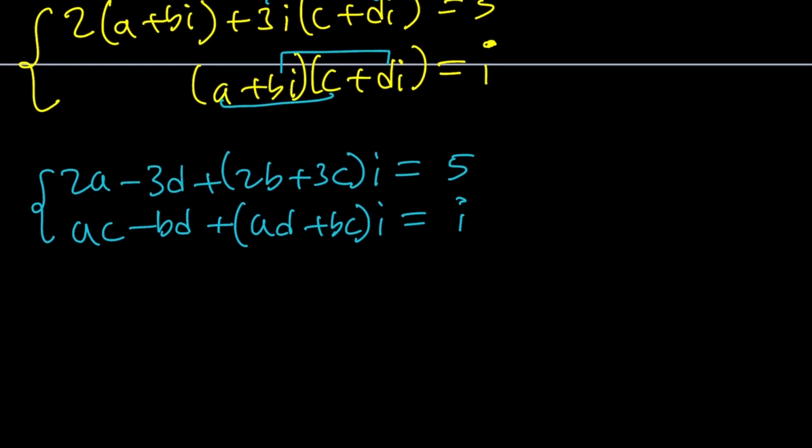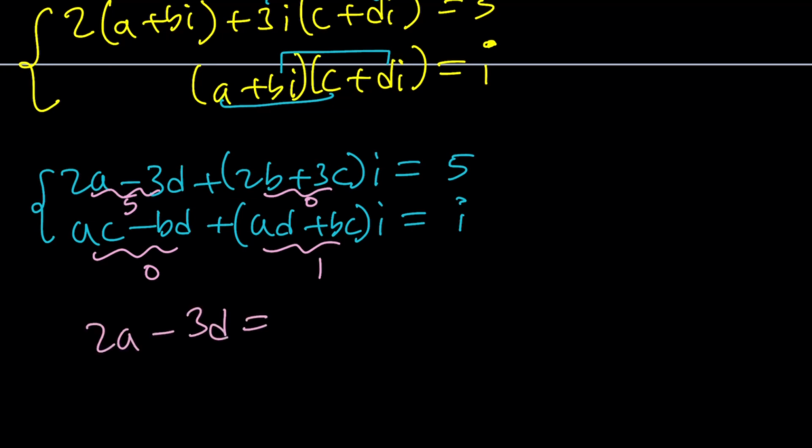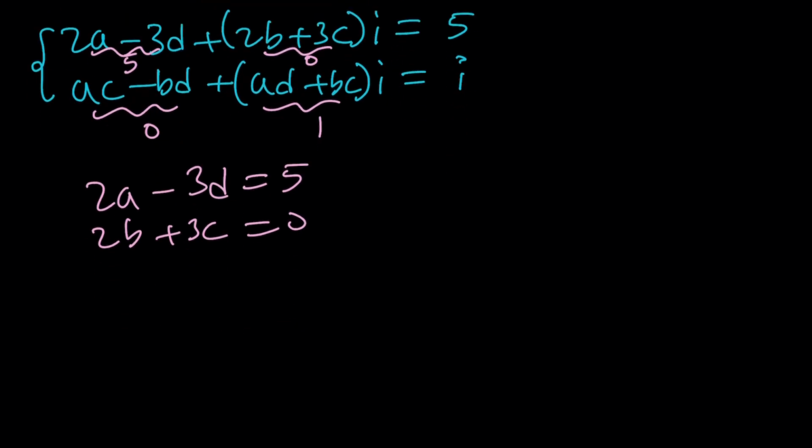Now if two complex numbers are equal, remember their real parts are equal and their imaginary parts are equal. So here this needs to be 5, and this needs to be 0, and this needs to be 0, and this needs to be 1. That gives us 4 equations. Let's go ahead and write them down. 2a minus 3d equals 5, 2b plus 3c equals 0, ac equals bd, and ad plus bc equals 1.